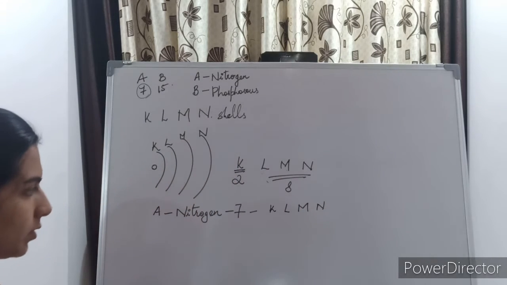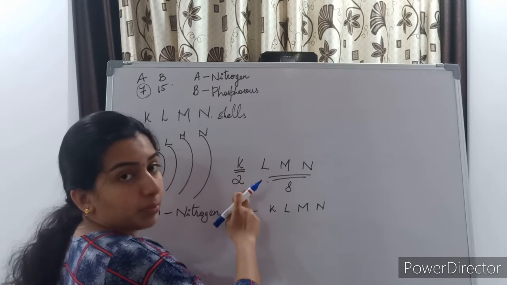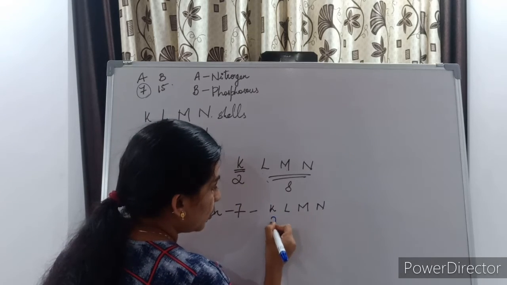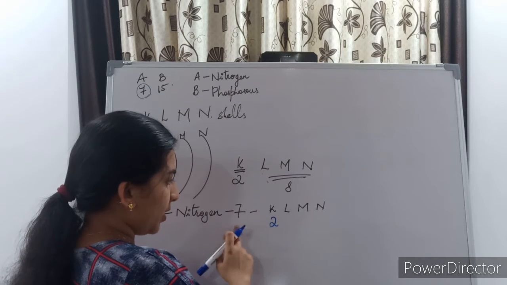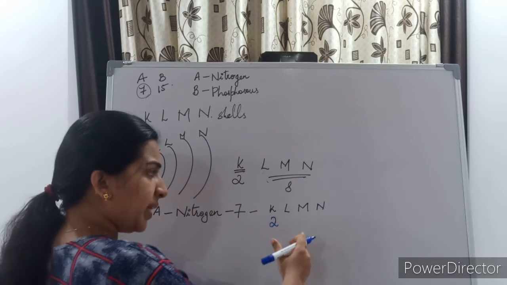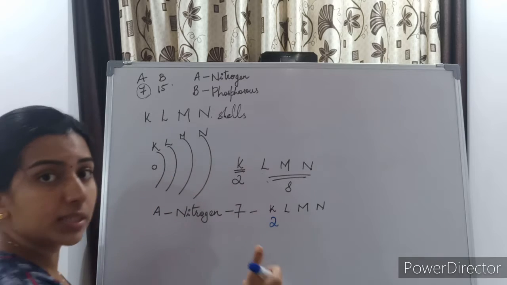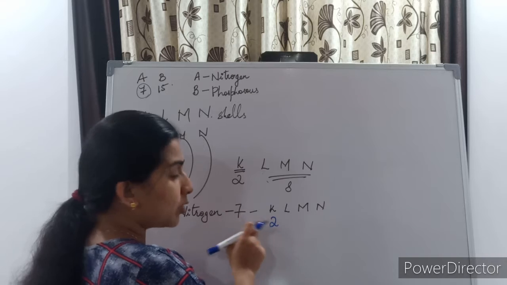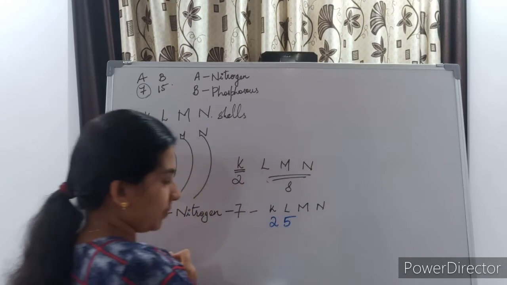What will be the electronic configuration? I have told you before that in the K shell the maximum number of electrons which can be filled is 2. So 2 electrons will be filled in the K shell. What is remaining? 7 minus 2, 5 is remaining. Immediately after filling the K shell, we go to the next shell, that is the L shell. So the remaining is 7 minus 2, 5 electrons. These 5 electrons will be filled in the L shell.